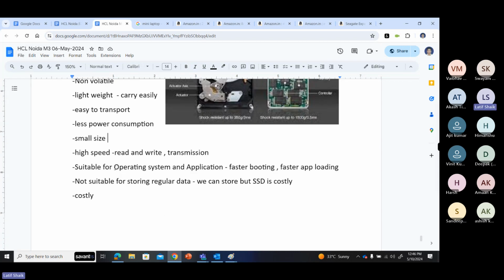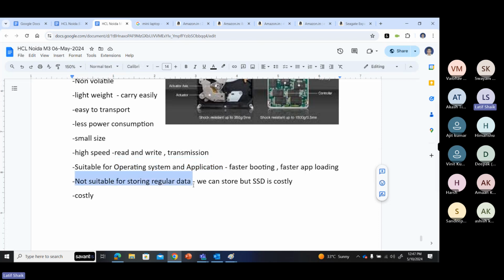And it is suitable mainly for operating system and application loading. So booting is faster, the operating system loads faster. If you are working on an application, it works faster because reading and writing the application's data from your SSD is faster. Okay, but it's not suitable for regular data.